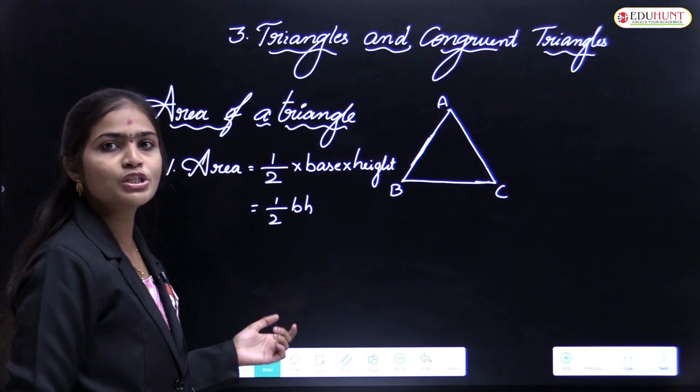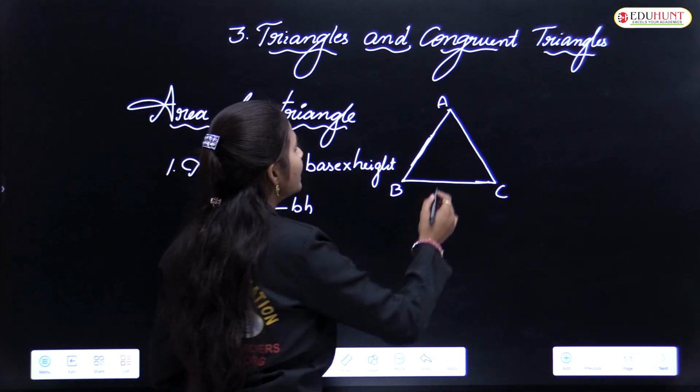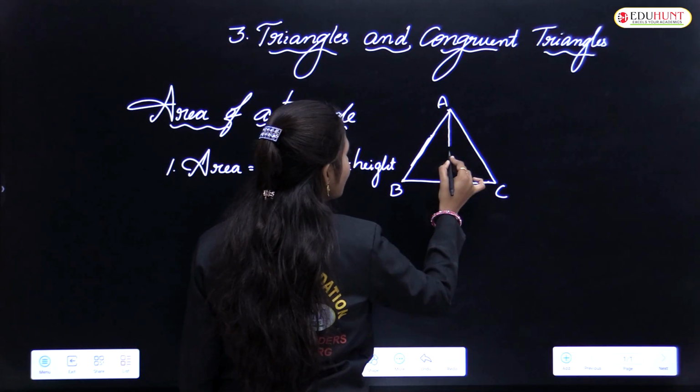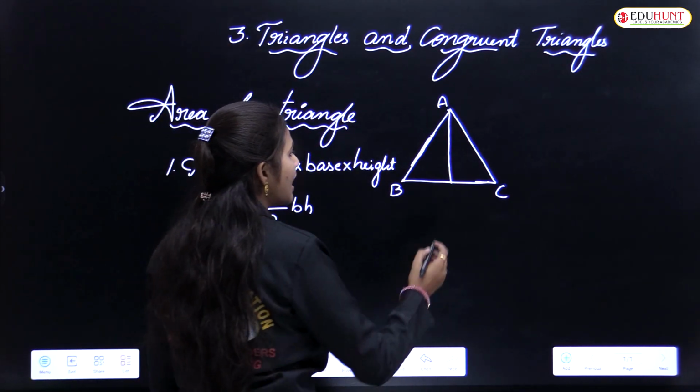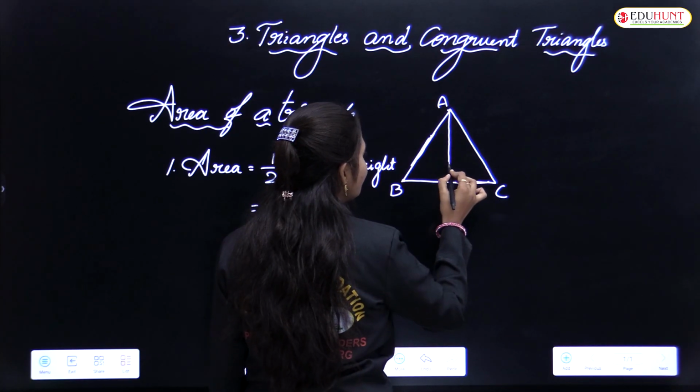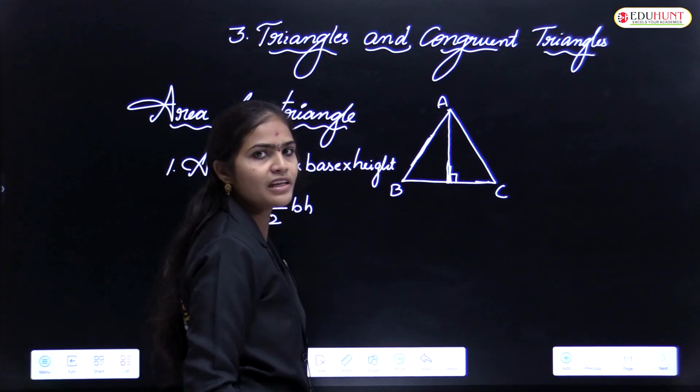Here, which one is the base? For example, height means it should lie from the vertex to the opposite side only. So that is the height here. If you stand straight, then only you can measure your height.